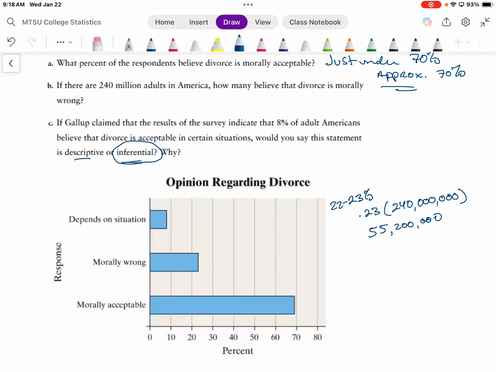Anybody want to say why they think it is? Yes. Because it's using information from a sample and then applying it to a population. Okay, very good. I like that. Using the information from a sample and applying it to the population. What else could we say? Anybody want to add to that?